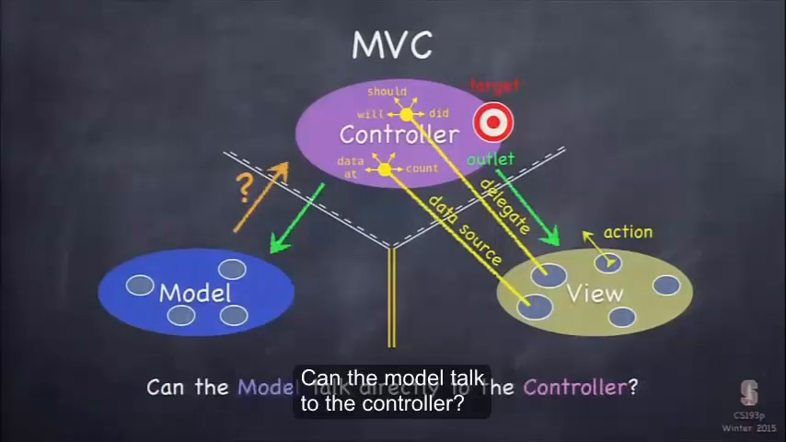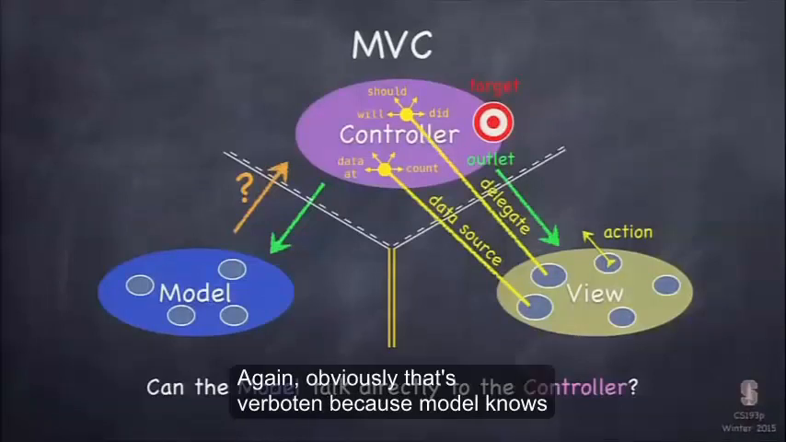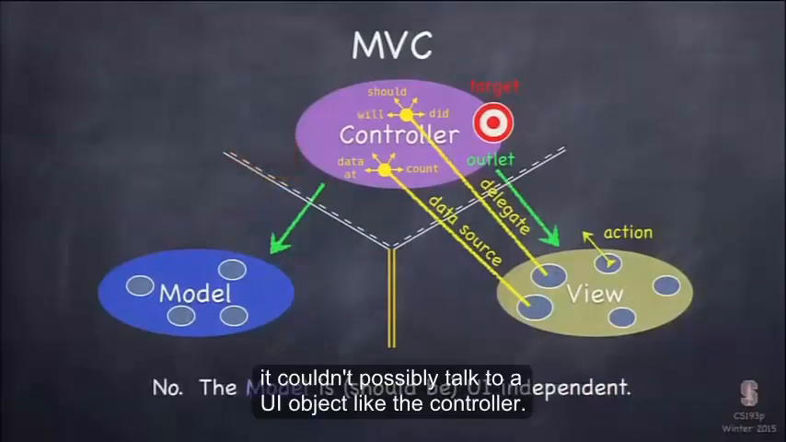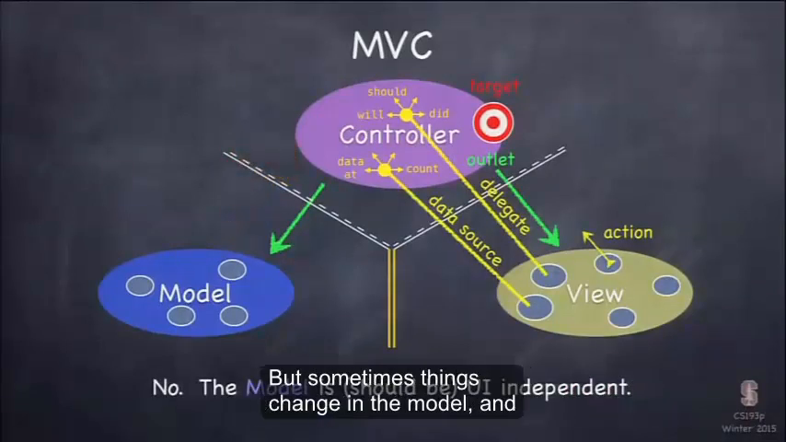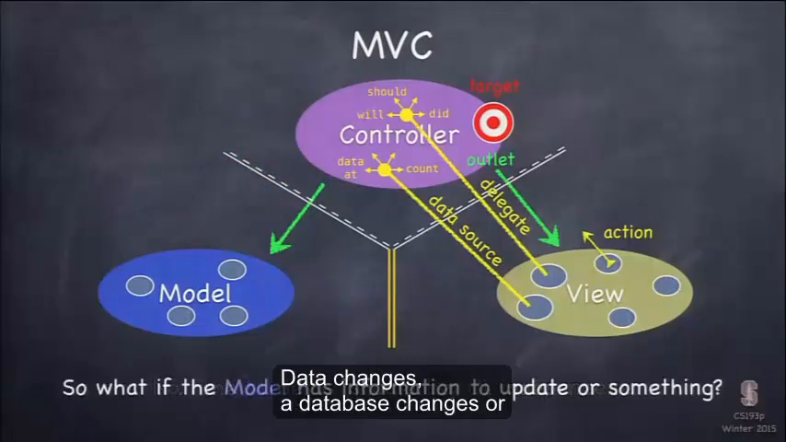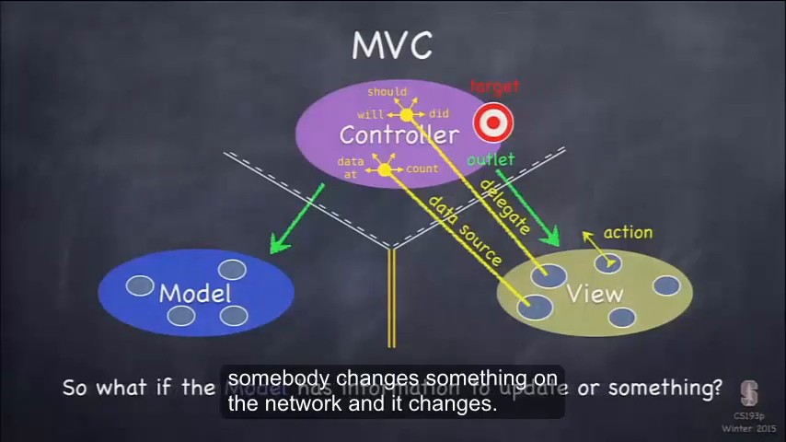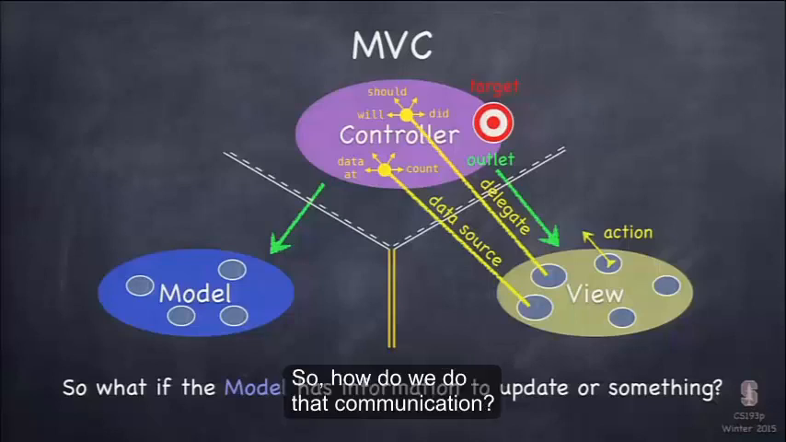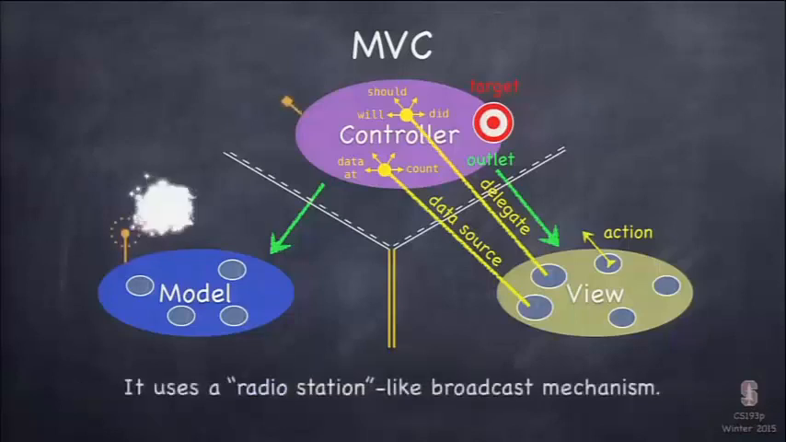What about this communication? Can the model talk to the controller? Again, obviously that's verboten because the model knows nothing about UI, so it couldn't possibly talk to a UI object like the controller. But sometimes things change in the model, and the controller needs to know about it. Data changes, a database changes, or the model is some network database, and somebody changes something on the network, and the controller needs to find out. So how do we do that communication?